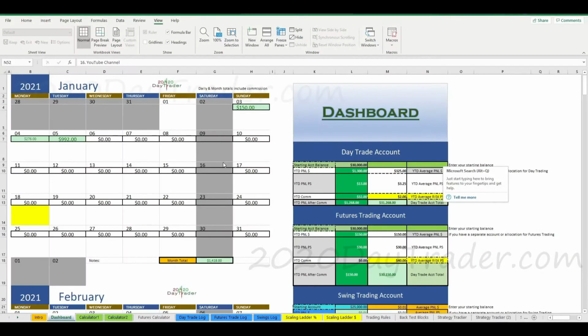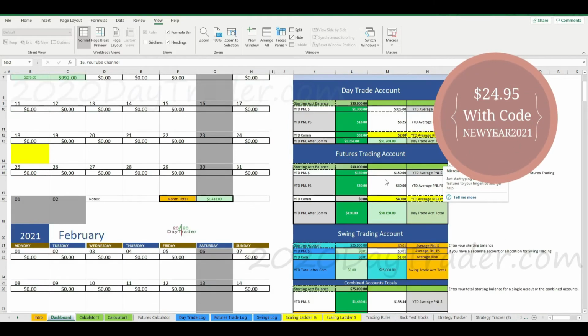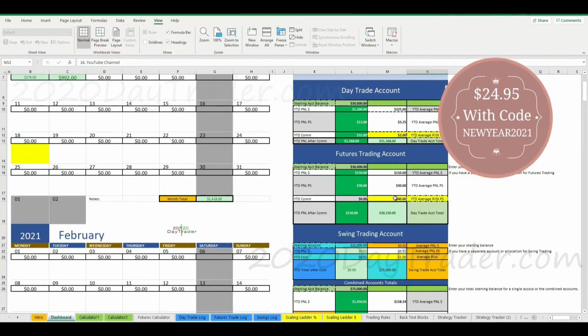Here we are with the trade journal for 2021. It starts off with a dashboard with a calendar that tracks my day trades and my future trades combined, so I can see what my daily totals are. I can see what my monthly total is. Over here I got my little snapshot of what's going on percentage wise, average risk, all these different things right there. Good information to keep.